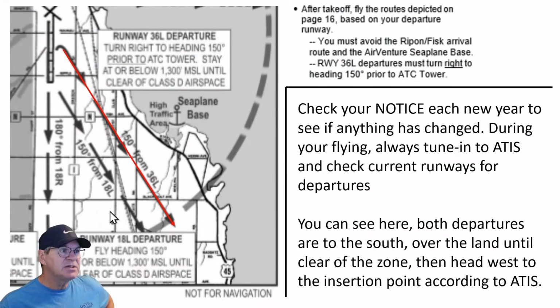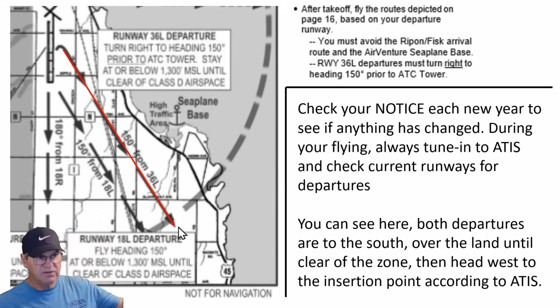All right, there's our departures. As I mentioned, now from 36, we would depart at 150 degrees. And it says in here, stay at or below 1,300 until clear of the Class D airspace. Then you can climb and do normal, safe travels back over again. Both departures are to the south. Now, you might be doing runway 18 to land. So then your departure or your go around would be straight down 180. Again, 1,300 or below.